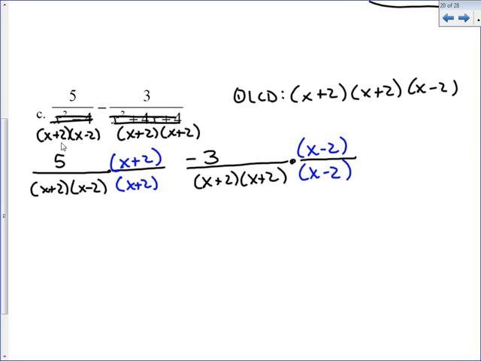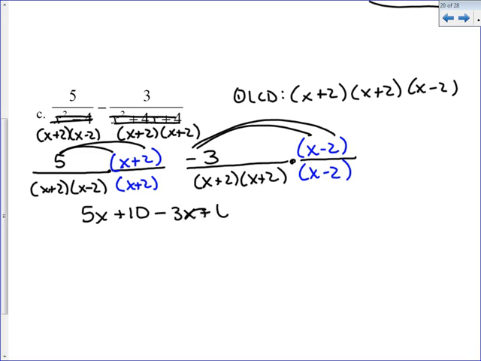So what am I going to do to start simplifying these numerators? Distribute. Same thing as in the last problem. So I'm going to start by distributing the 5. So I have 5x plus 10. And what number am I going to distribute in that second fraction? Negative 3. I would distribute it as a negative, so you take care of both the negative and the 3 all in one step. So I have negative 3x plus 6.